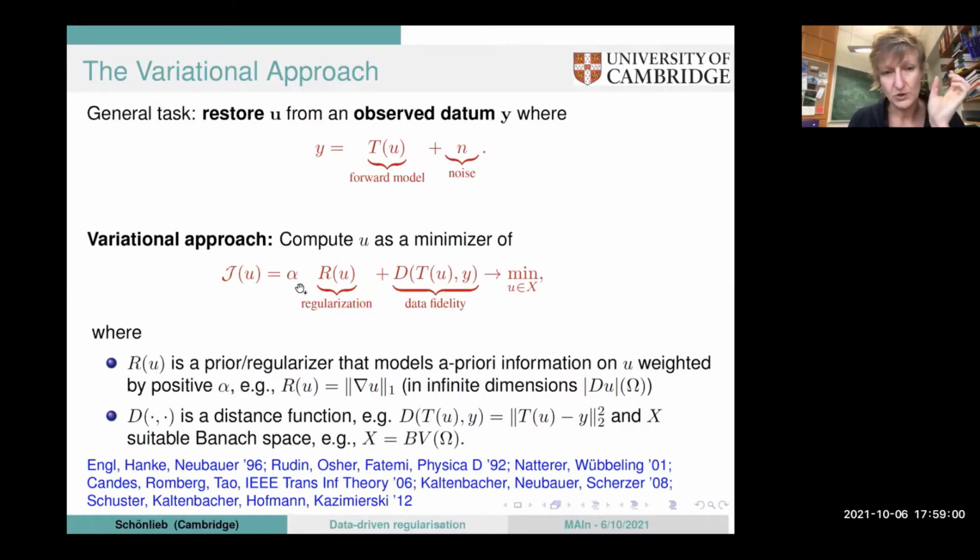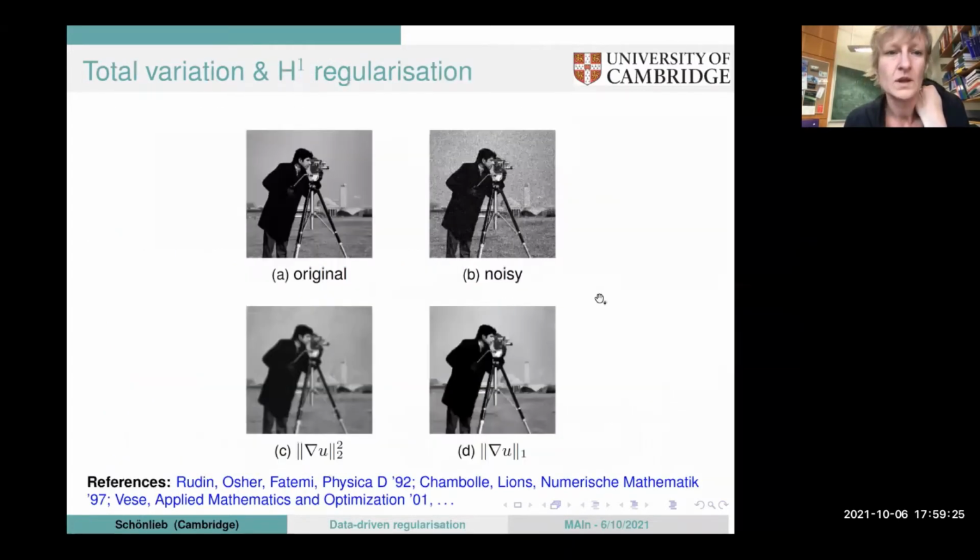Maybe one more thing to say before I go to the next slide is that there is also this positive parameter alpha here, which balances the need for regularization against how much your reconstruction should stick to the measurements y. And the choice of this regularization parameter alpha depends mostly on the noise level that you have in your data. Okay, so let's have a look at what this regularization is doing.